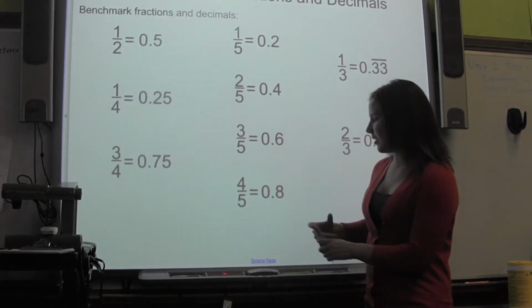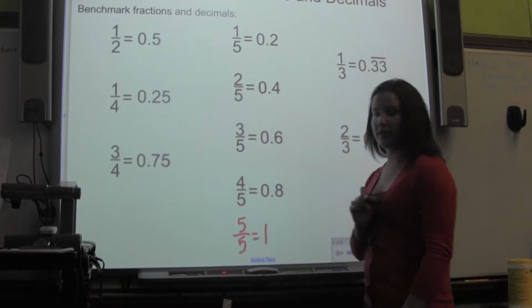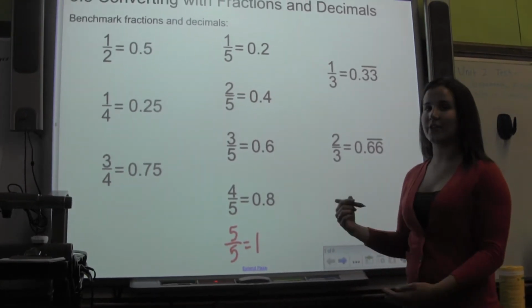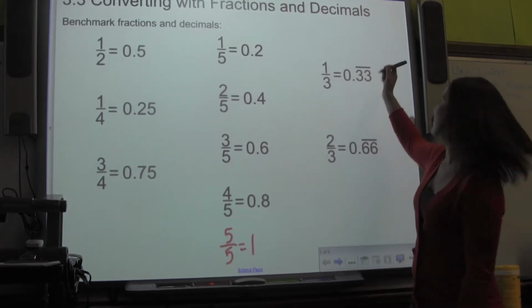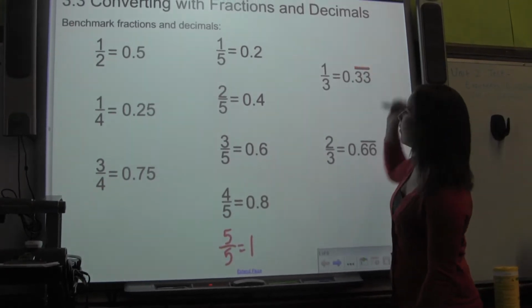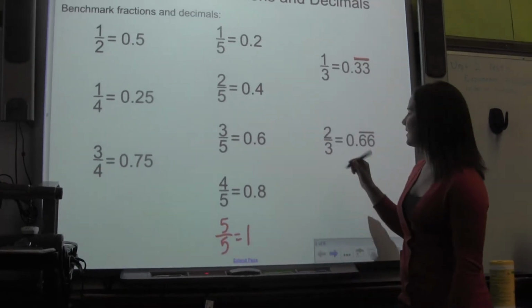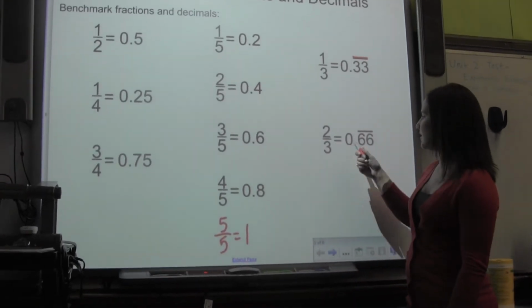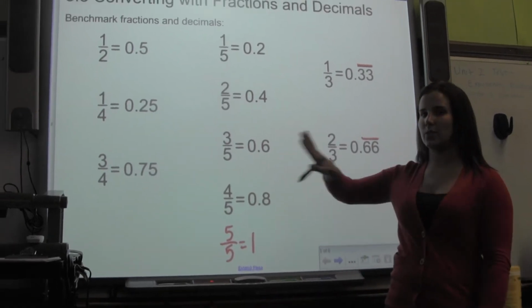We didn't write it in here, but 5/5 would be equal to 1, right? Because the numerator and denominator are the same thing. 1/3 is equal to 0.33, and we put this little line here to show that those 3's continue on forever. There is not an end to those 3's. Same with 2/3. 2/3 is 0.66 with that little line over it, and that line just means that those 6's continue on.